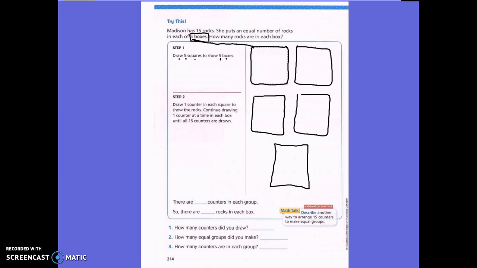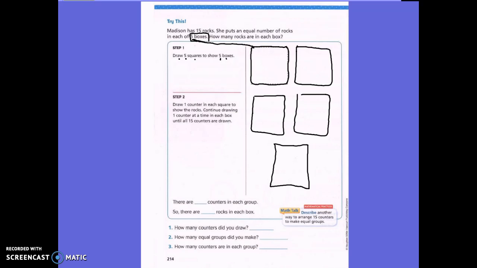5 squares for the 5 boxes. How many squares do you have? No, you have 4. Now you have 5.